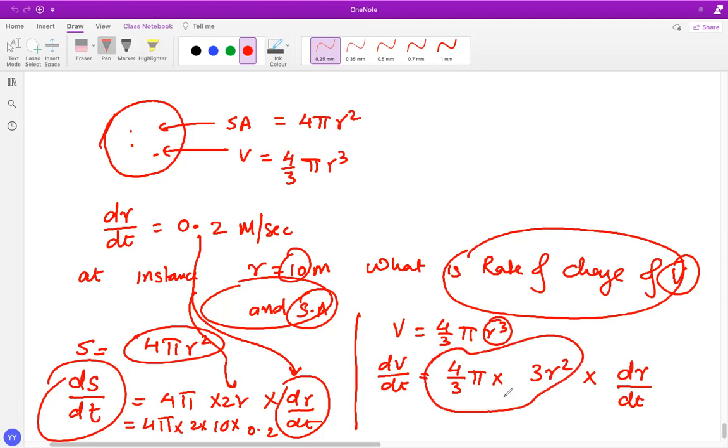This actually is dV by dr. Okay, and then you substitute the values here. So 4/3 pi times 3 times radius 10 squared times dr by dt, which is 0.2. And then you calculate the exact answer. So this is a basic concept linked with related rates. And let's take some more challenging problems on this concept.